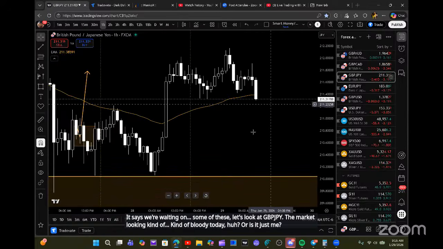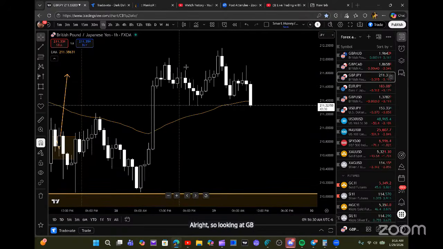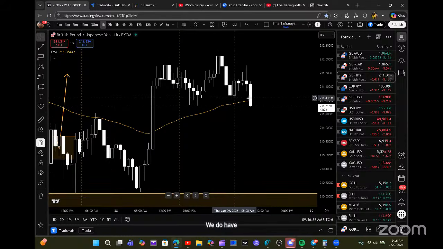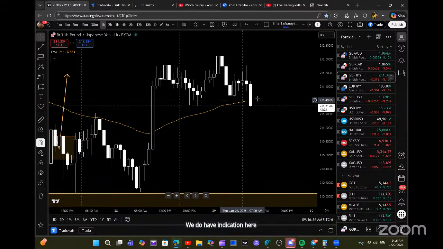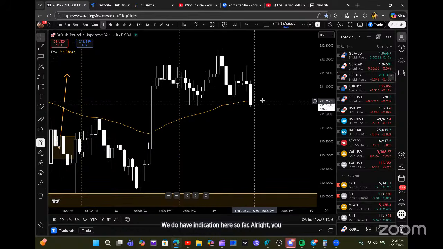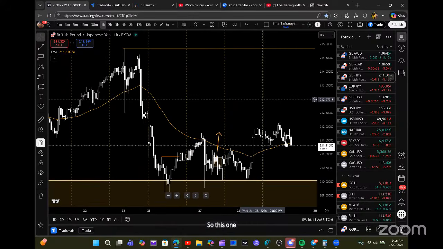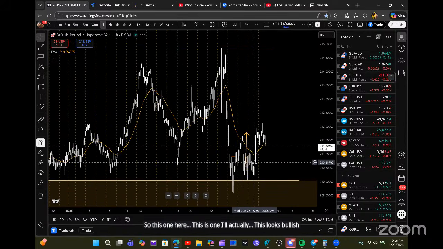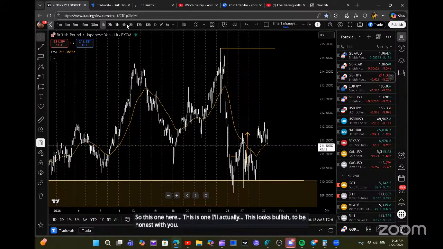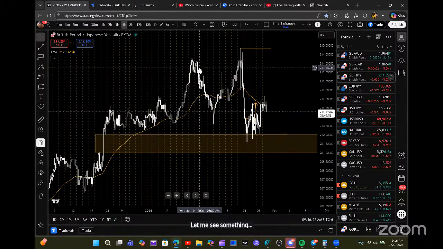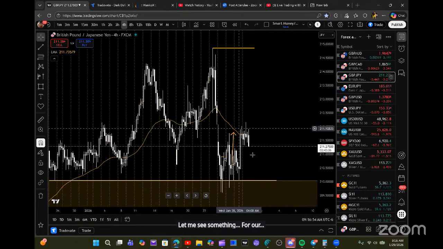All right. So looking at GBP JPY, let's see how it would have worked. We do have indication here so far. So this one here, this is one out. Actually, this looks bullish, to be honest with you. Let me see something. 4 hour. Yeah, this looks like it's going to be bullish.